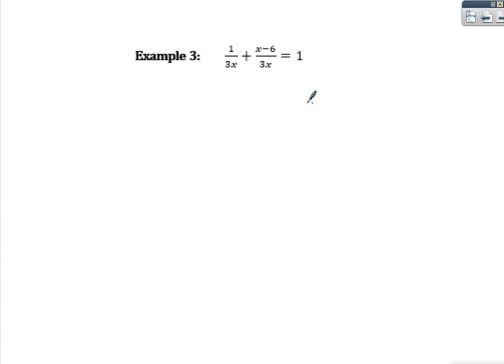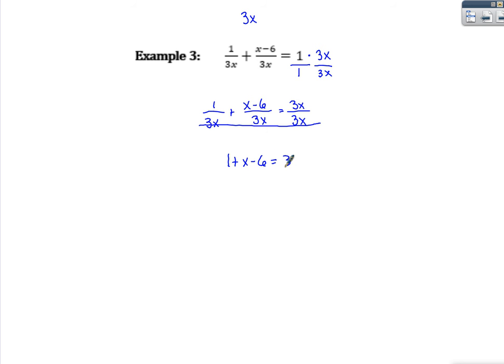So here on the left side of the equation, I have a common denominator already. But I need it also on the right side. So my common denominator is going to be 3x. Remember, if something is not a fraction, we can make it a fraction by putting it over 1. So I'm going to multiply by 3x on both the top and the bottom. My left side is going to stay the same because they already have a common denominator. And then my right side now becomes 3x over 3x. All common denominators, so 1 plus x minus 6 equals 3x.